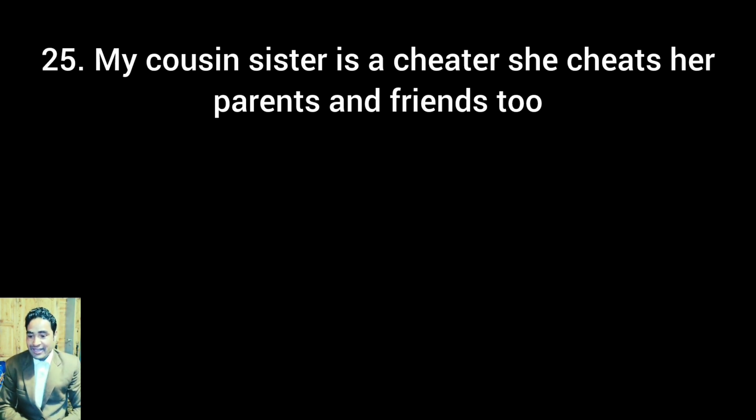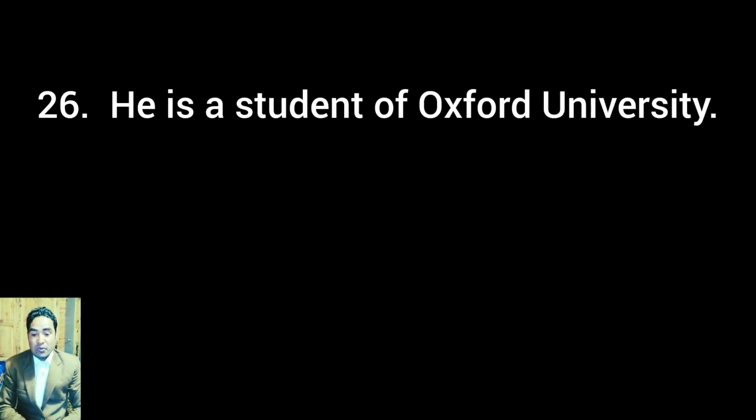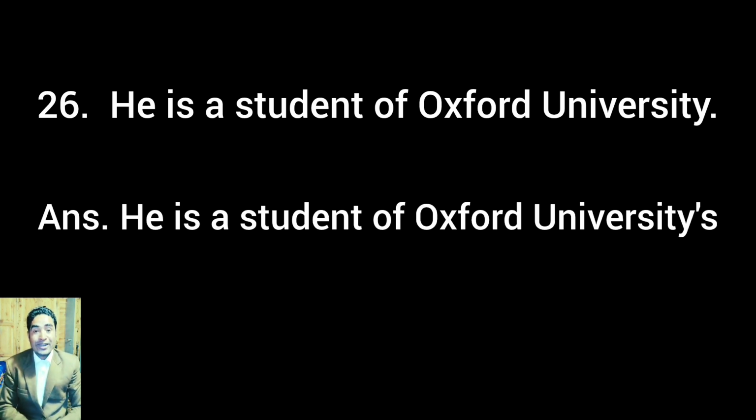Next question. He is a student of Oxford University. No error. I repeat. He is a student of Oxford University. What do you think about this? The correction is he is a student of Oxford University's, apostrophe s after university. But why? Before there was a question: a friend of my brother's. Do you remember? A friend of my brother. The correction was a friend of my brother's.